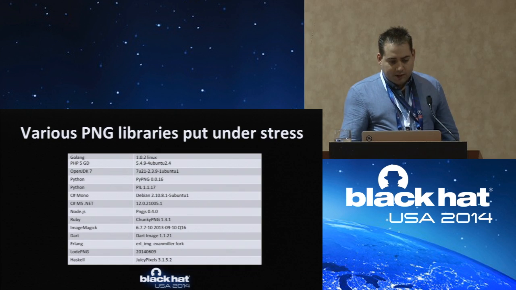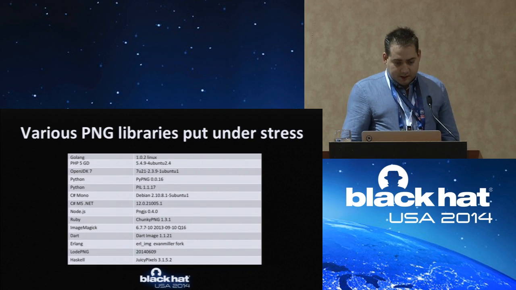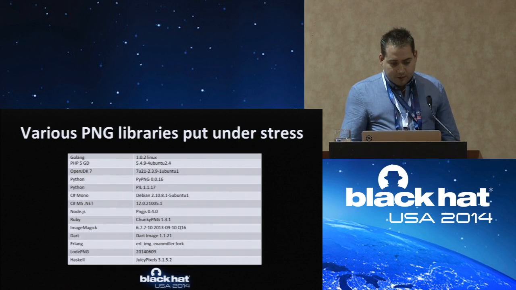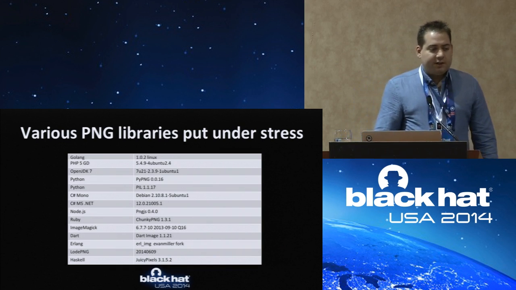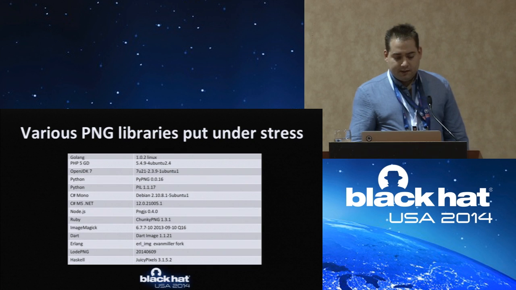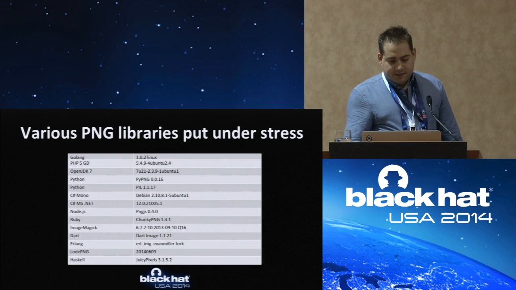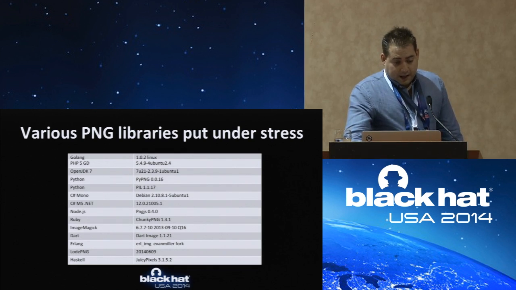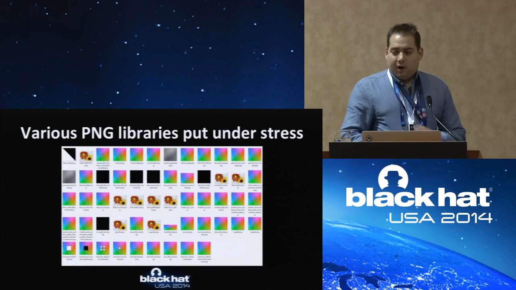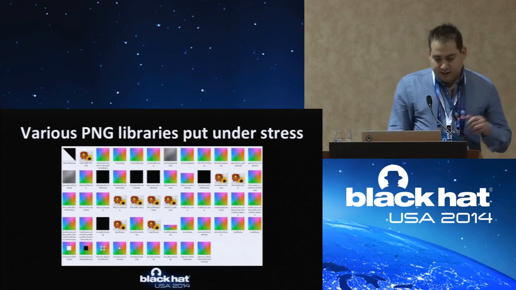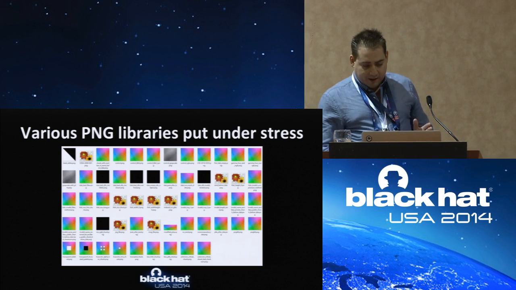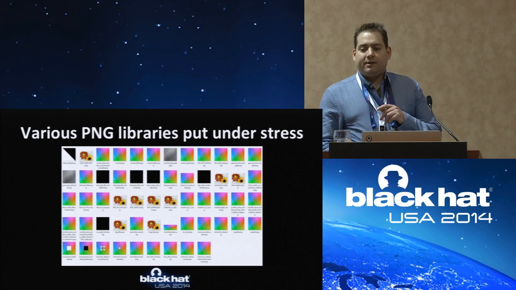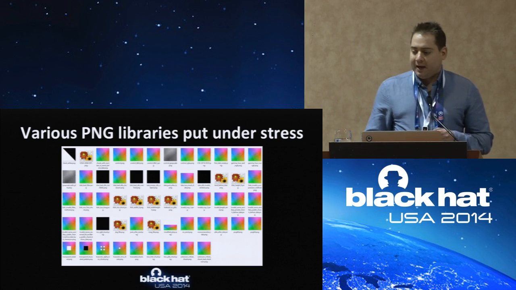I also tried PNG.js in Node.js, ChunkyPNG in Ruby, ImageMagick, the Dart image library, img in Erlang, LodePNG, which is in C, a nice C library for PNG, and JuicyPixels in Haskell. So what I did is I made a lot of images, like the one you can see, which are all invalid or strange in some way. I have put them on GitHub, and they're probably also on the Black Hat site if you want them.